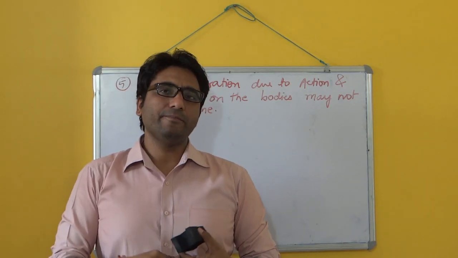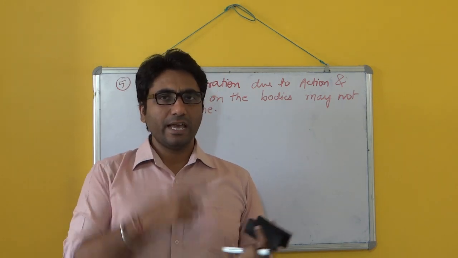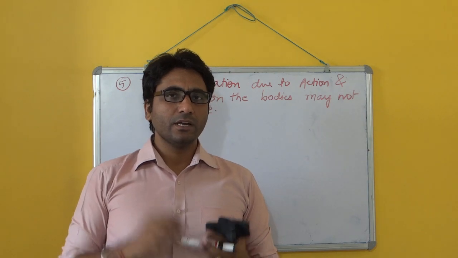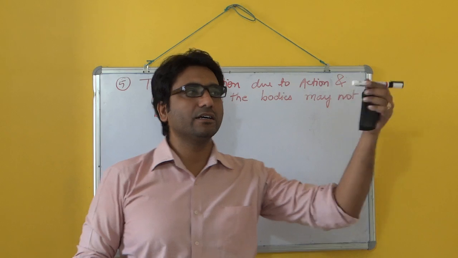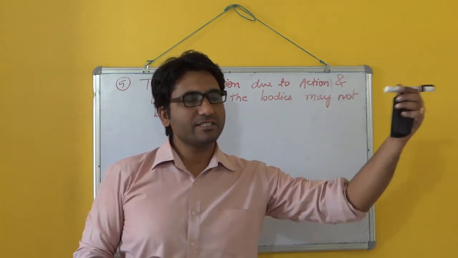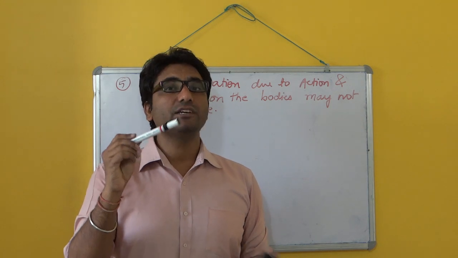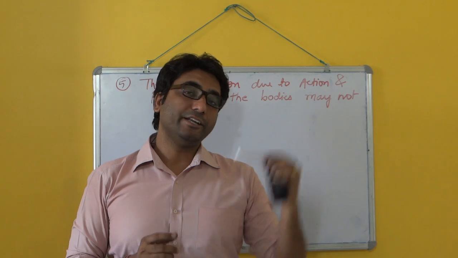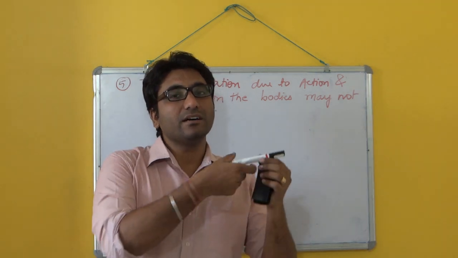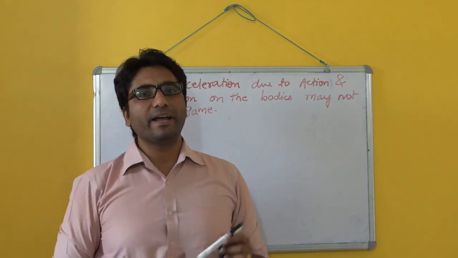Suppose I am having a gun. I have a gun and I am firing a bullet. So the bullet is experiencing a force in this direction by the gun, so it is moving in this direction. Similarly, the gun will also face a reaction force by the bullet in the opposite direction, and due to this, you will experience a recoil. We experience a recoil of the gun in the backward direction.